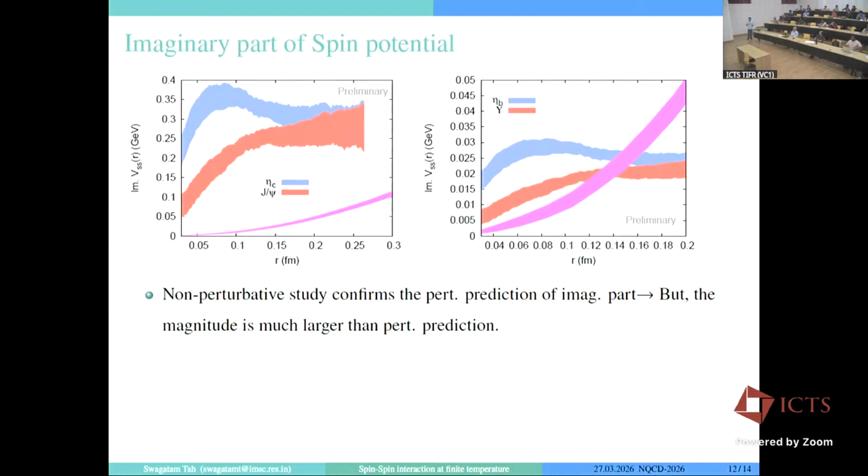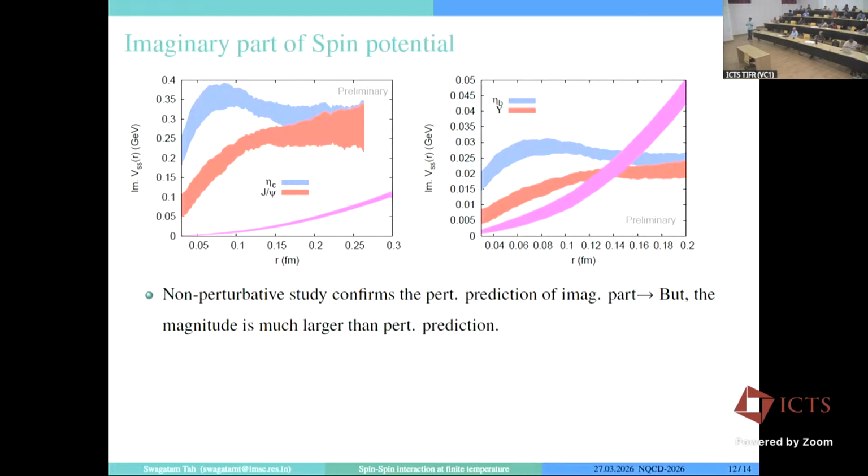I have shown eta_c for the pseudoscalar. Its imaginary part is much larger than J/psi, the vector state. These are at very small distances. We have considered distances up to the bound state size, for charmonia up to around 0.3 Fermi, and for bottomonia up to around 0.2 Fermi. This plot is the imaginary part of the static potential, the leading order correction.